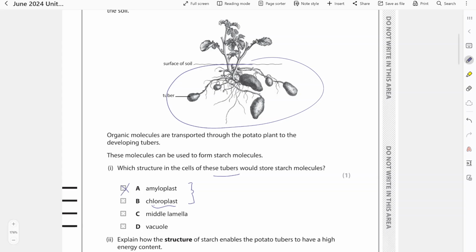So amyloplast is an organelle that stores starch, and it's typically found in storage tissues like tubers. You can also tell from the name as well. It starts with AMY, just like amylopectin or amylose, or amylase, which is the name of the enzyme that breaks down starch.